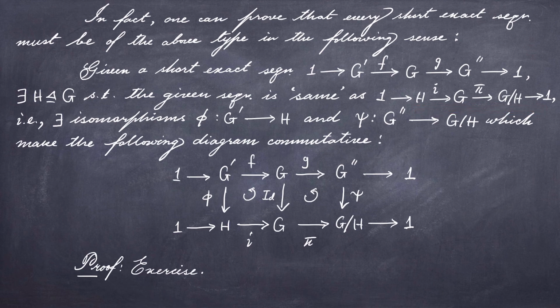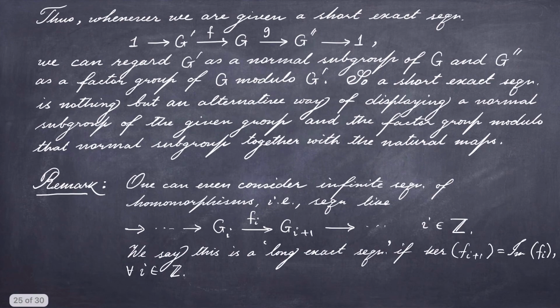I can give you just a hint that what you can take is, so the f of G prime is going to be a subgroup of G, right? And from the exactness, this is exactly the kernel of G. So this is actually normal in G. So you can take H to be this. Okay. So I leave the rest to you as a routine exercise.